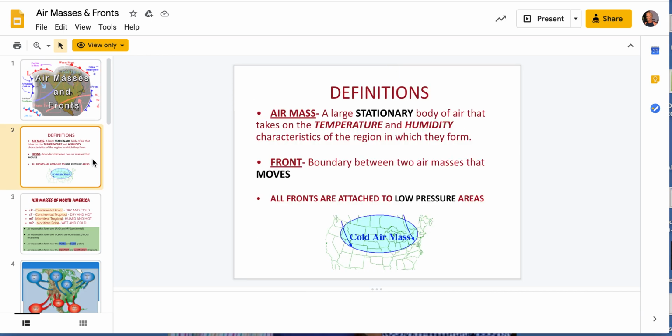Okay, so an air mass. An air mass is a large stationary. Okay, that means it's staying right there. A large stationary body of air that takes on the temperature and humidity from where it forms. So wherever they're made up of, they're kind of pulling that up with them. Now, a front is that boundary between two air masses that moves. And you're going to always see some weather at a front. All fronts are attached to low pressure areas.